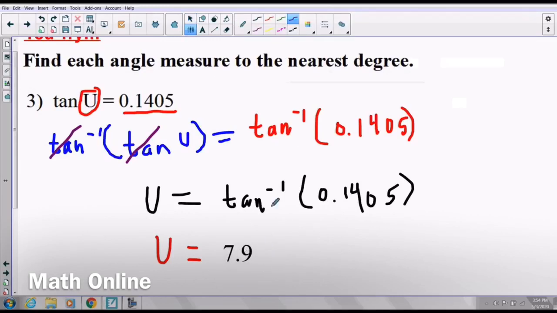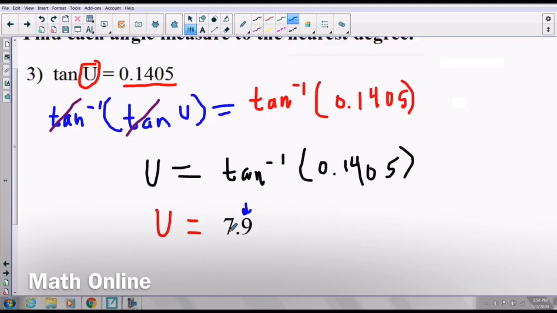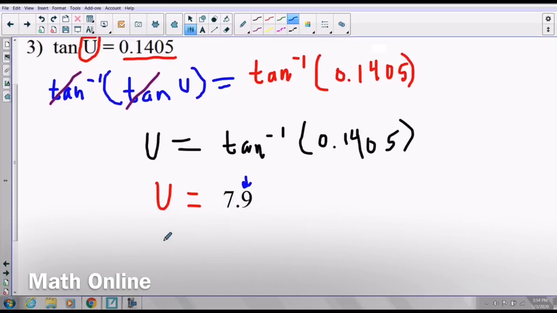Okay, so now we look at the tens place and we ask ourselves, is this number 5 or bigger? In this case, yes it is. So therefore the 7 will increase one more value, one more unit. So we'll say that the measurement of angle U is equal to 8 degrees.